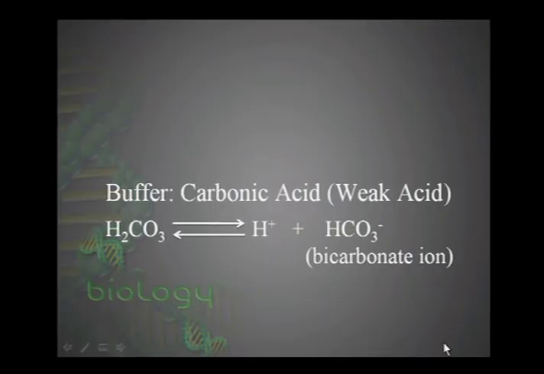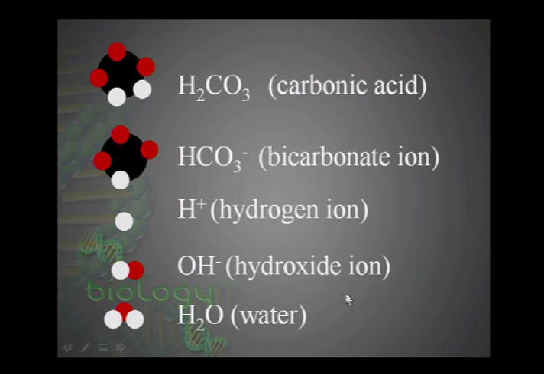We're going to be looking at an example that actually works in our blood to help keep our blood at a particular pH, and that's carbonic acid. Carbonic acid in solution will at least partially dissociate to form hydrogen ions and bicarbonate ions, HCO3. I want you to look at this visually rather than worrying about the formula so much. In these diagrams, carbon is going to be black, the hydrogens are white, and the oxygens are red.